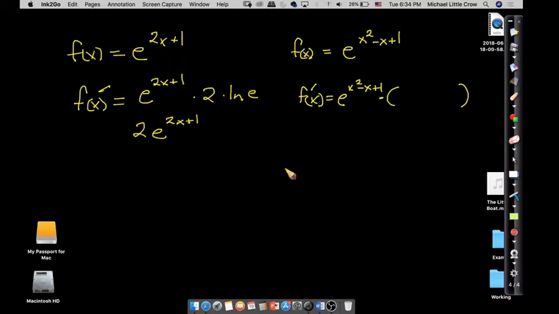How are we doing? What do we got for the inside here? 2x minus 1. Excellent. The derivative of 1 is 0, so that's all there is. So it's its own derivative times the derivative of the exponent. And you could put it in front if you want, again, but that's pretty much what you're going to need to do.